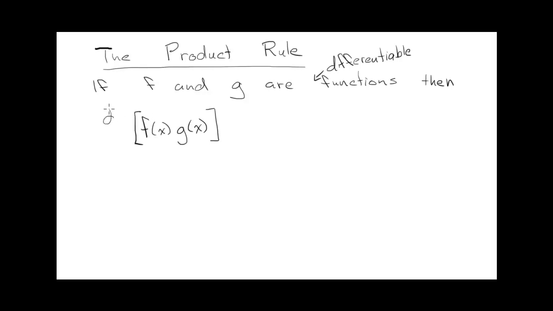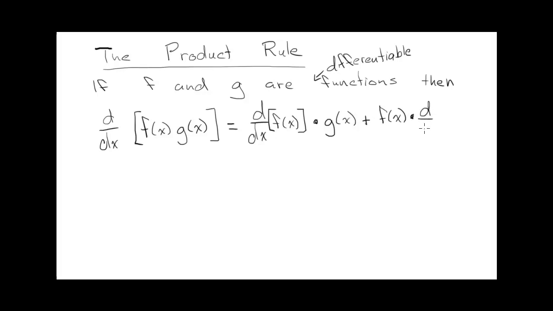Then the derivative of f at x times g at x is equal to, so it's not just the derivative of f times g, it's equal to the derivative of the first one, f at x, but then you multiply that by the second one without differentiating, and then you add that to, you leave the first function and then multiply that by the derivative of the second function. So as a way to remember it, it's the derivative of the first times the second plus leave the first times the derivative of the second.